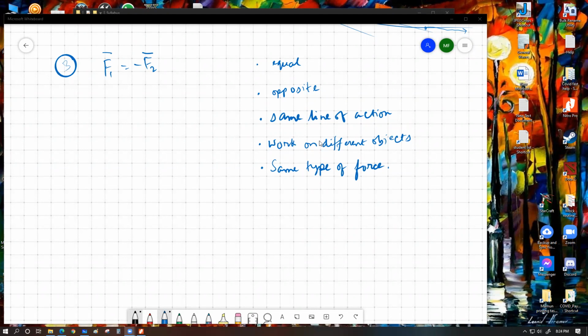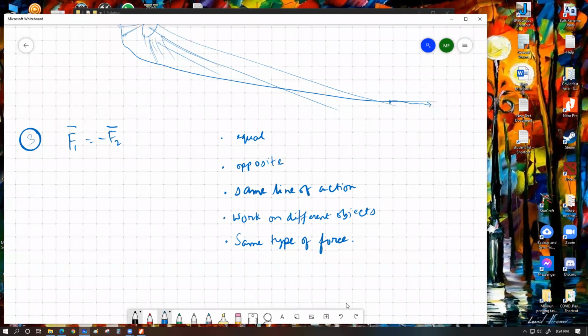Same line of action. What do we mean by same line of action? Same line of action means that these two forces must be aligned in the same straight line. This is really important, because whenever we say that two forces are in opposite direction, it does not essentially mean they are in the same line of action.